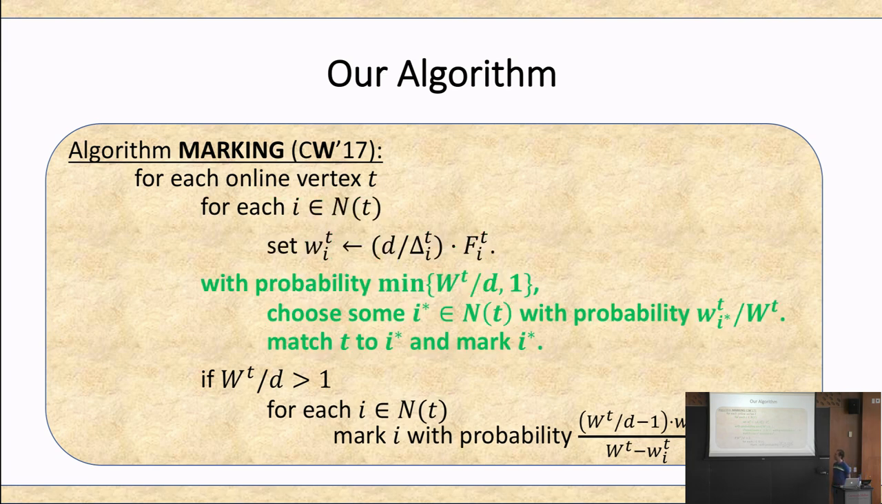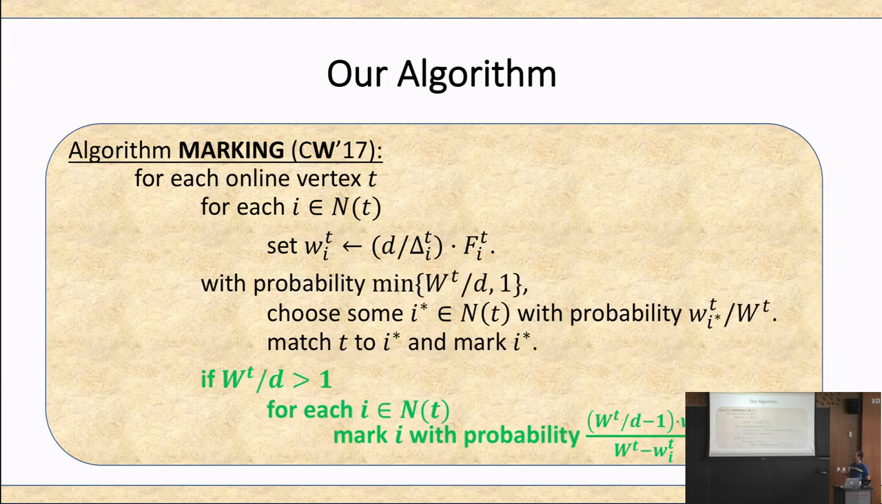All right, what do we do after that? So with probability the minimum between the sum of the weights over D and 1, we'll choose some neighbor of t with probability proportional to its weight, match t to this guy, and mark. And here I remind you that this, with probability min of W_t over D, was supposed to take care of this side of the bell curve. Just to make sure that all of t's neighbors don't get marked with too high a probability. And finally, we said we'll also increase the marginals a little bit. So if the sum of weights is too high, for each of t's neighbors, we'll mark it with some additional probability. Don't worry about this exact value. It's just used to make things work out. And this, I remind you, takes care of the right side of the bell curve. If the sum of weights is too high, then the neighbors have too low a probability of getting matched. So we just mark them with some extra probability.